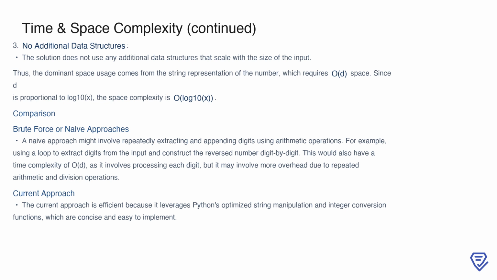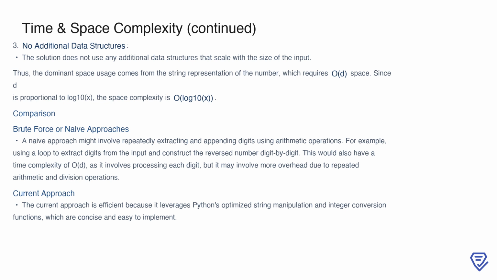To put this into perspective, let's compare this approach to more naive or brute force methods. A naive solution might involve repeatedly extracting digits from the number using arithmetic operations and appending them to construct the reversed number digit by digit. While this method would also have a time complexity of O(d), given that each digit is processed once, it could introduce additional computational overhead from repeated arithmetic and division operations.